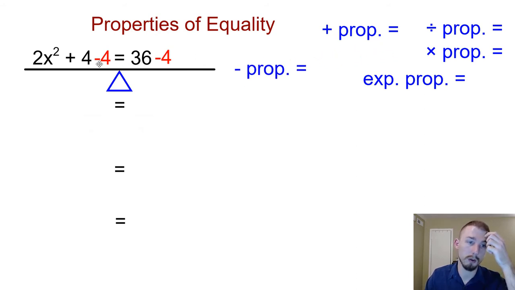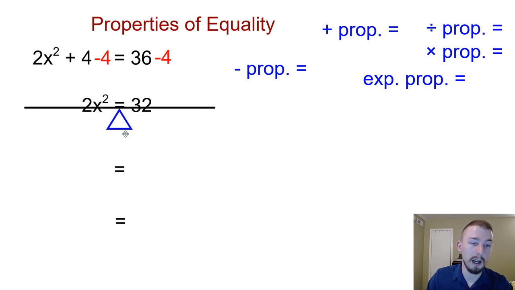So if I subtract 4 from one side, I have to subtract it from the other side. And the reason we did that is now these two are going to add up to 0, right? Plus 4 minus 4 goes to 0, which is the additive identity, which is what we wanted in the first place. So what we're going to end up having on this side is 2x squared plus 0, right? Which is just 2x squared, is equal to 32.